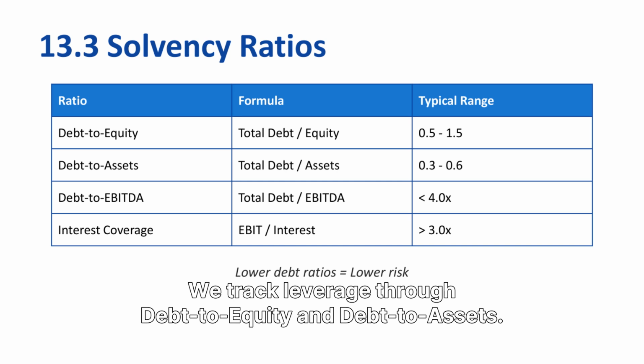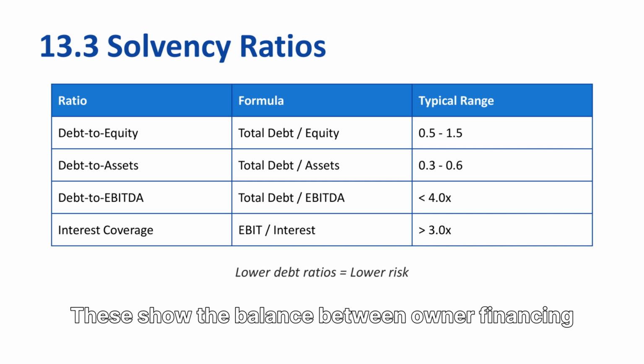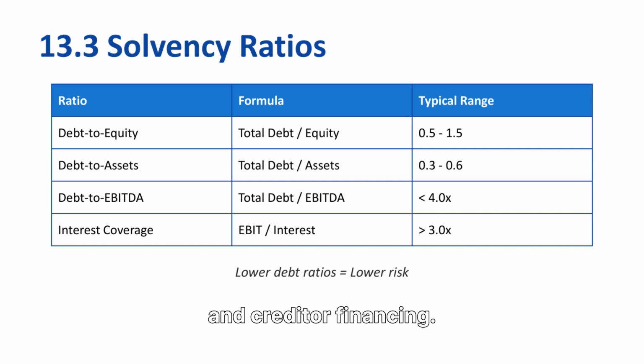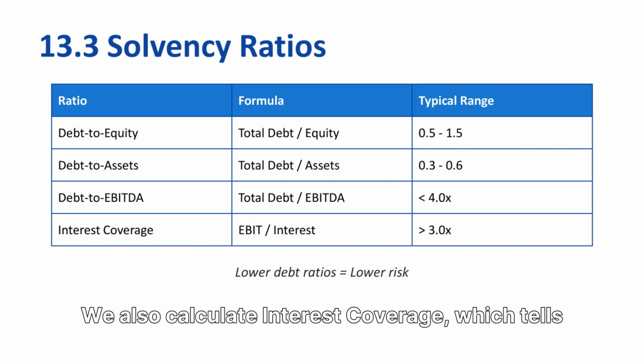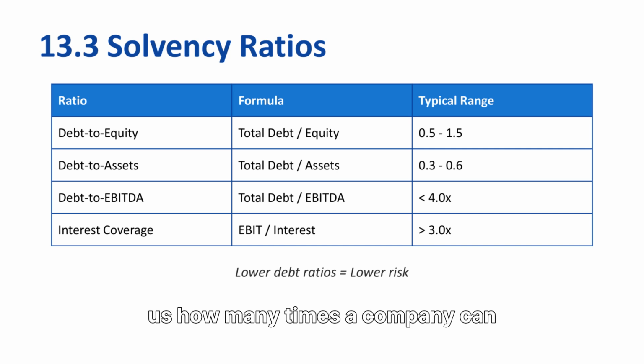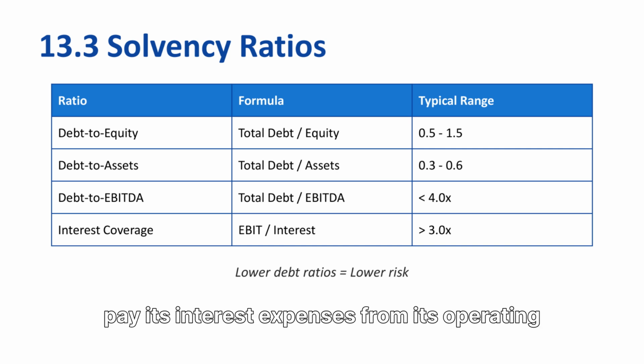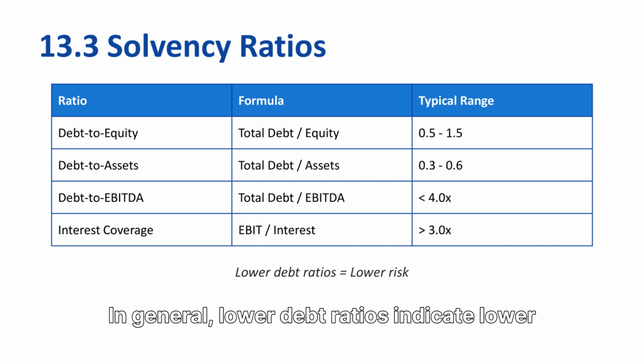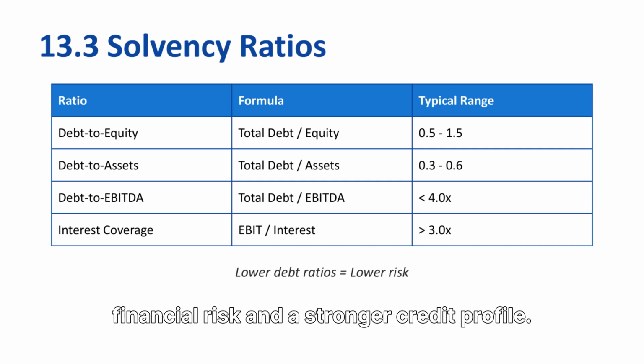We track leverage through debt to equity and debt to assets. These show the balance between owner financing and creditor financing. We also calculate interest coverage, which tells us how many times a company can pay its interest expenses from its operating profit. In general, lower debt ratios indicate lower financial risk and a stronger credit profile.